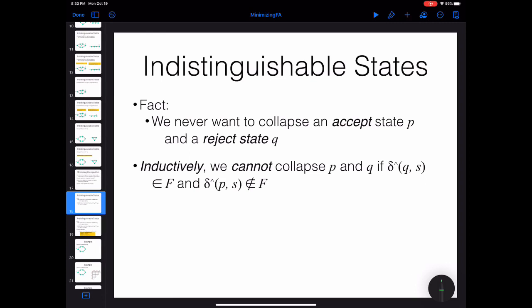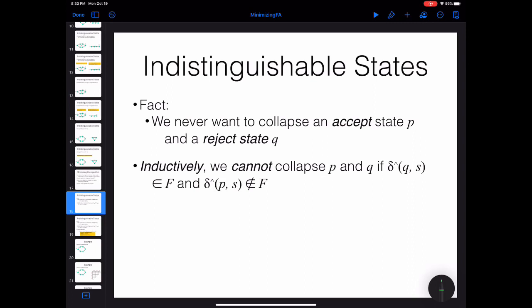Before showing you the complete algorithm, I want to define the indistinguishable state more formally. I'm going to actually give you a complete definition for that. So one fact that we know about the states in a deterministic finite automaton is that if a state is accepting and another state is non-accepting, they cannot be merged together. They are distinguishable.